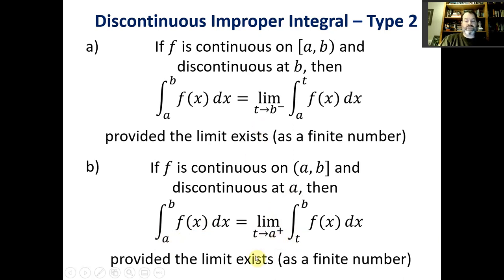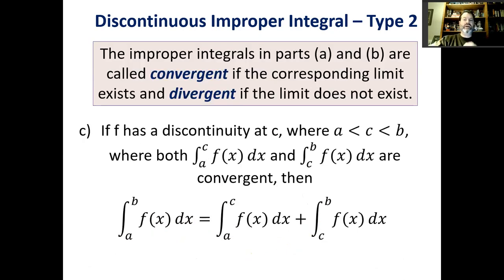Again, both of these have to exist as a finite number. And it turns out that if those limits exist, those are convergent. If the limits don't exist, it's divergent. So it's the same rule, just for different reasons, right? Earlier we saw horizontal asymptotes and end behavior. Now we're seeing vertical asymptotes.